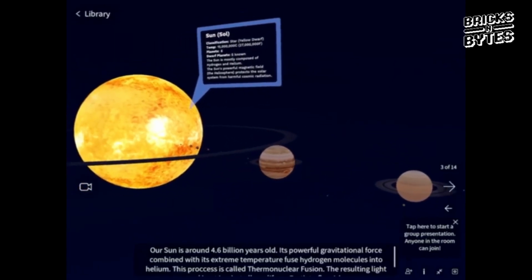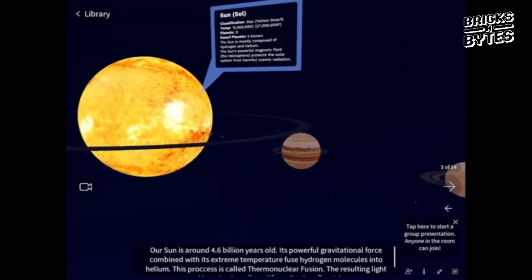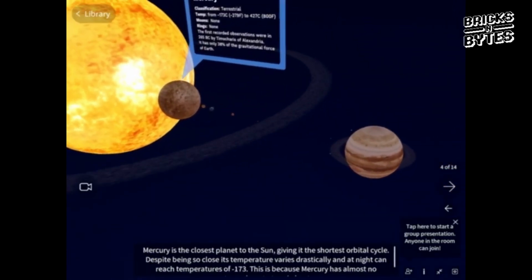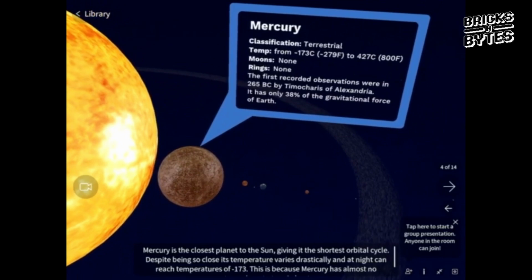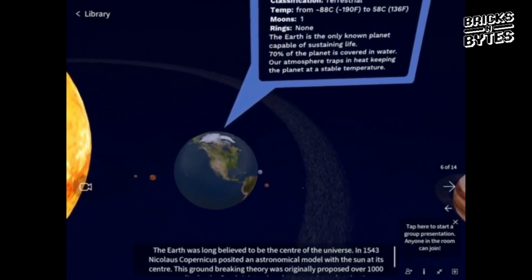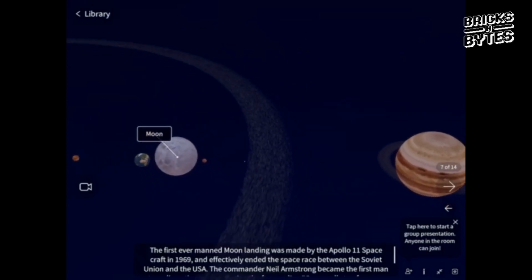So it's going to give me a whole heap of information about the sun. And as we keep going, there's Mercury, and I can get up and move over there and look closer. As I'm walking around in the real world, I'm getting closer to all these planets and finding out more and more and more about them.